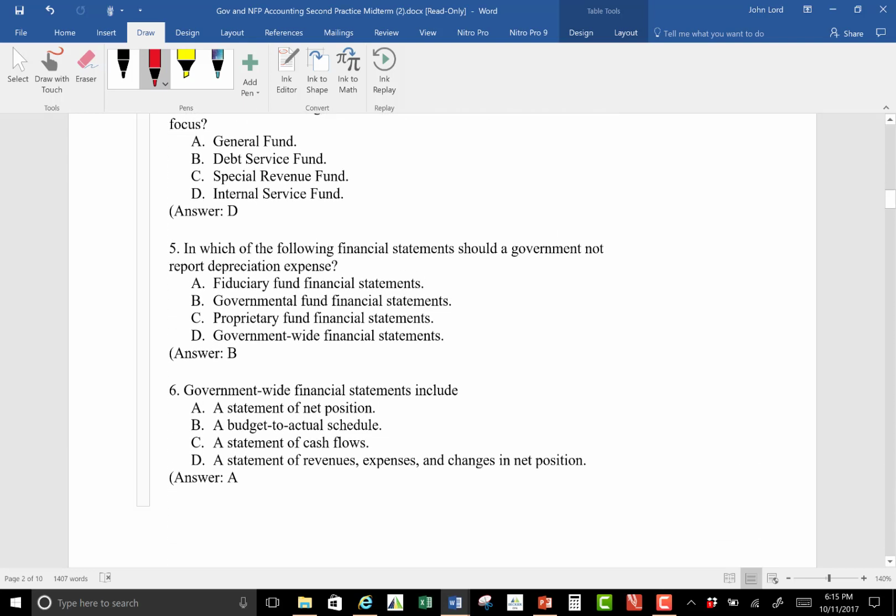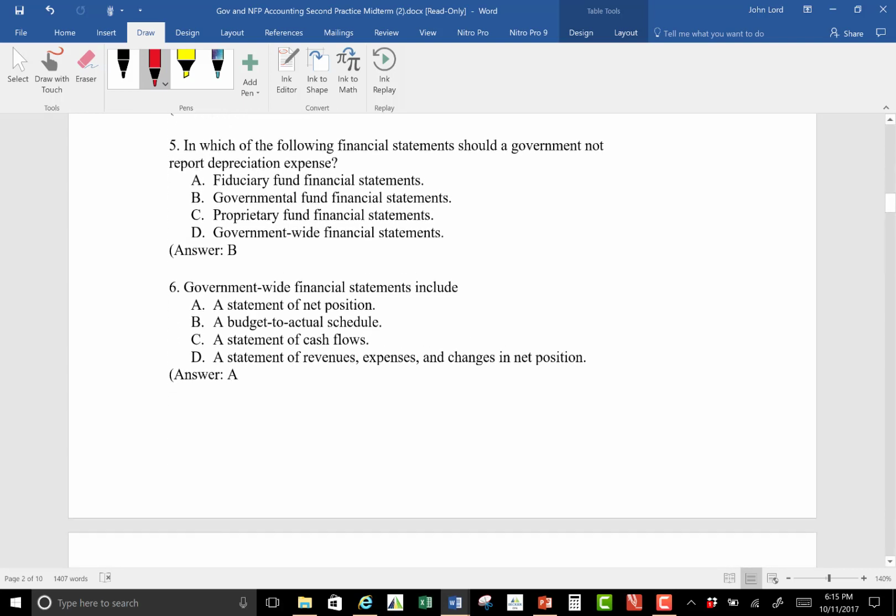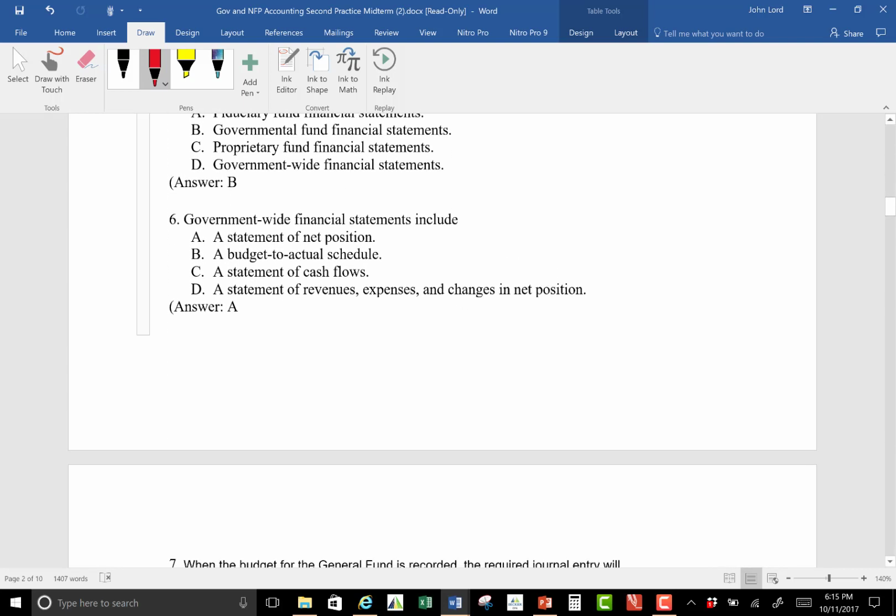Number 5, in which of the following financial statements should a government not report depreciation expense? We do not have depreciation. We have no fixed assets. We have no depreciation for our governmental funds, right? They go by category up here. So the governmental fund financial statements do not have depreciation, right? Okay, I'm just going to roll since I'm not going to get any reaction out of you. If you want to stop me, let me know.